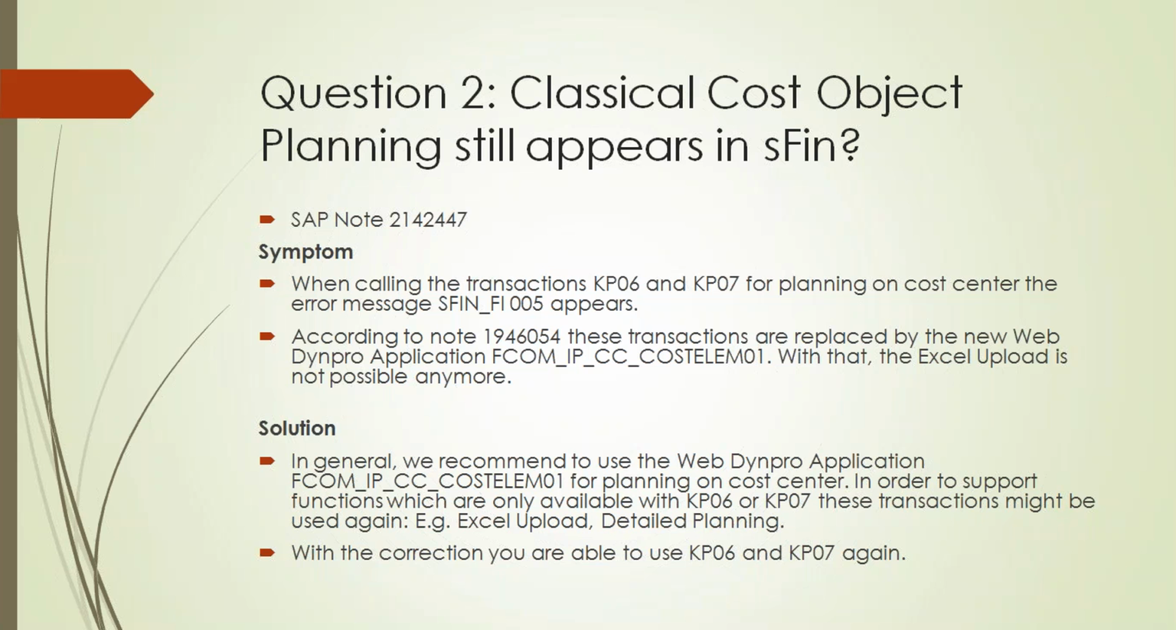When you implement Simple Finance, by default this option will not be available. But if you know the benefits of integrated business planning and still want to use the old cost center planning and old internal order planning, you can do it. You have to implement this note. Last time somebody was telling that he is still able to do it. I think this note has been implemented on that server, which is why you were able to use the old transaction code.